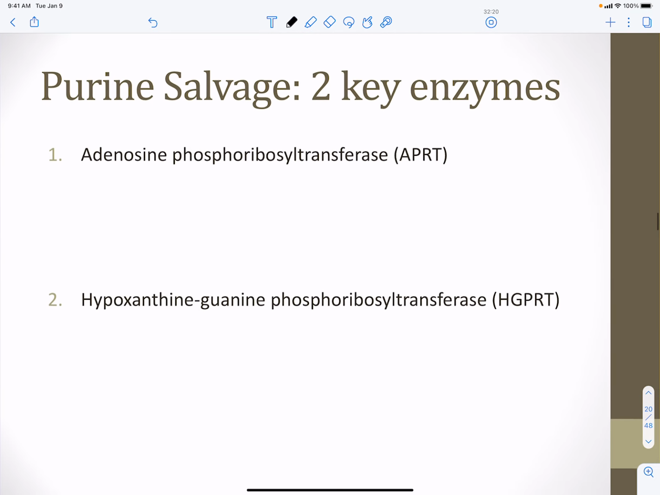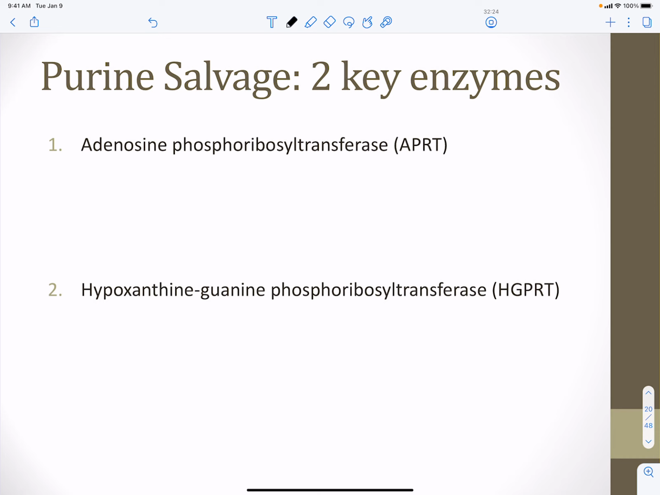Now there are two key enzymes we're going to talk about. There's actually three. We'll bring up a third one. But we have two key ones: adenine phosphoribosyltransferase, APRT, and the second is hypoxanthine-guanine phosphoribosyltransferase. And so, of course, when we're talking about this one, we're talking about guanine. When I'm talking about this one, we're talking about adenine. So these are the two main purine bases. So both of them have salvaging enzymes.